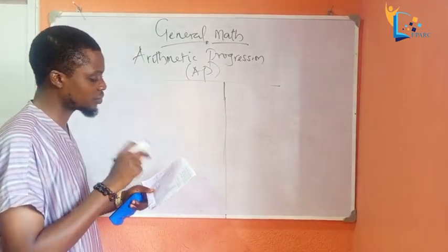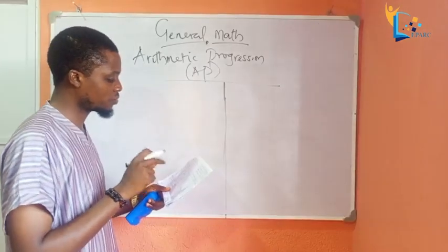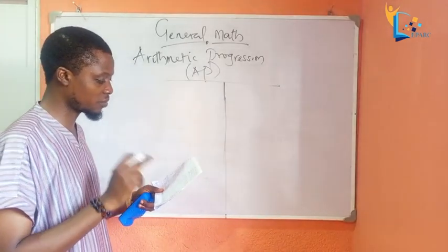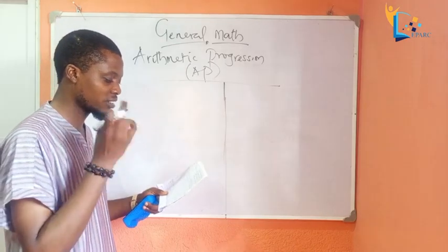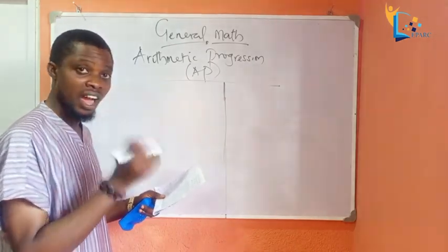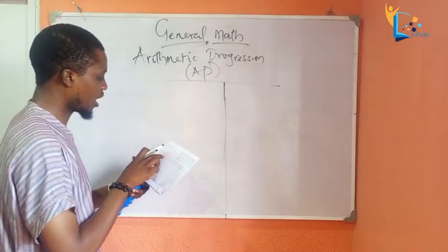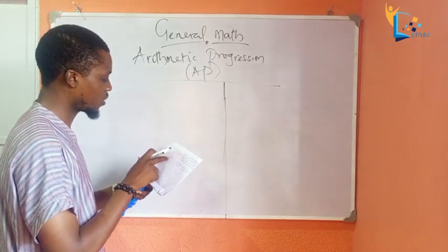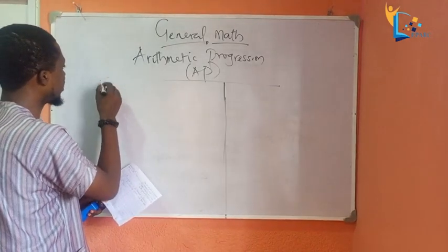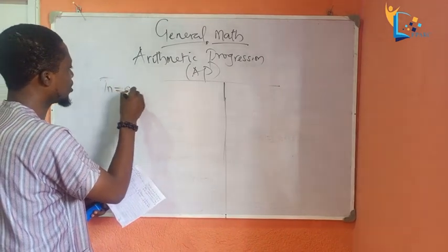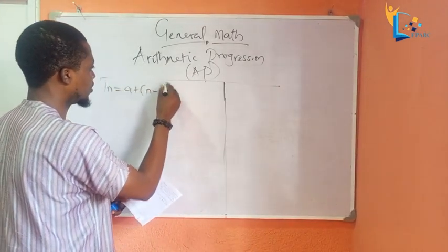This one says the second and fifth term of an AP are 12 and minus 6 respectively. Find the following: the common difference, the first term, the AP, and the fourth term. Are we together? So let's apply our formula. We have Tn equal to A plus (n minus 1)D, okay?